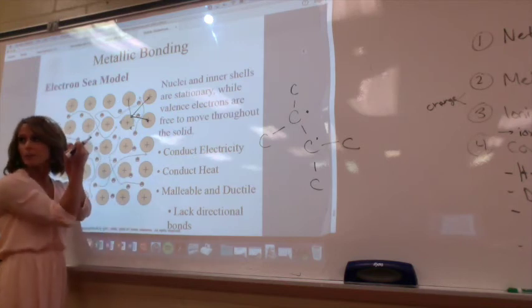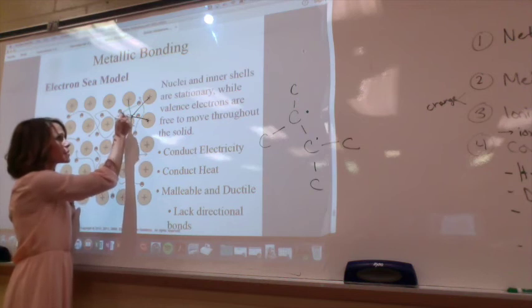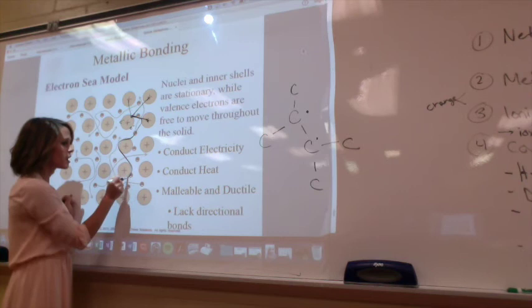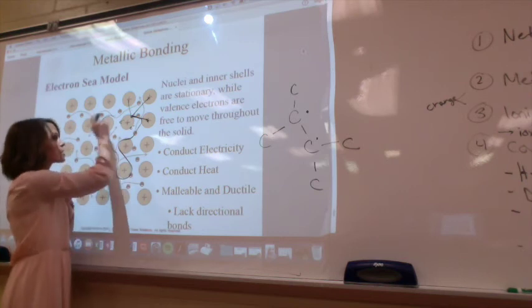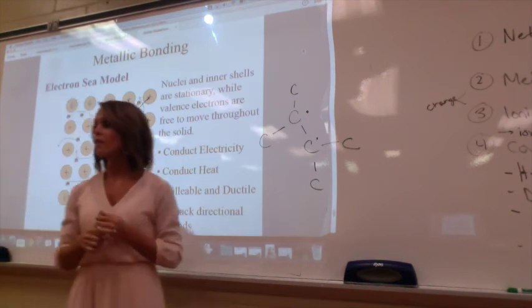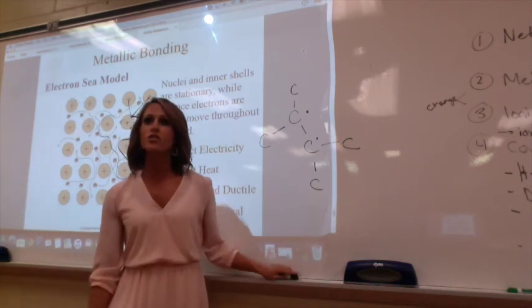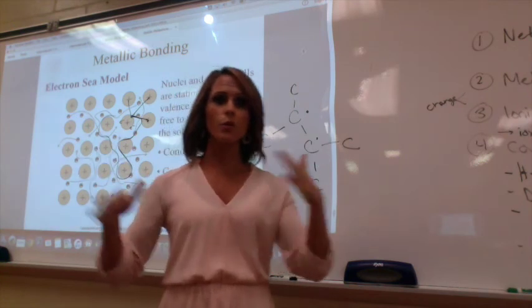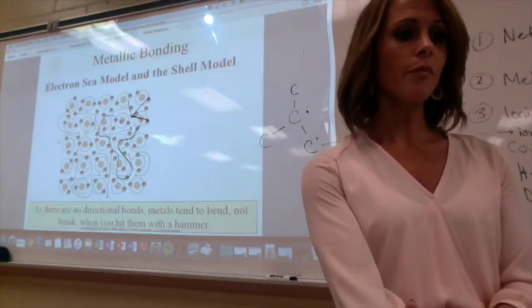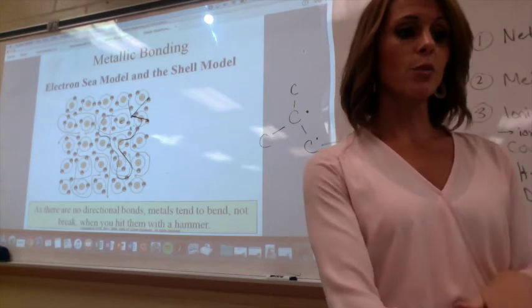It's a solid, right? So this electron is free now to move here, and then it's attracted here, and then it's attracted through all of them. So the electrons just start moving all over the place, not with their original atoms that they were with, because they're attracted to the nuclei that are adjacent to them. And then they just keep moving and moving and moving. So they're able to conduct heat and electricity. They have no directional bonds.